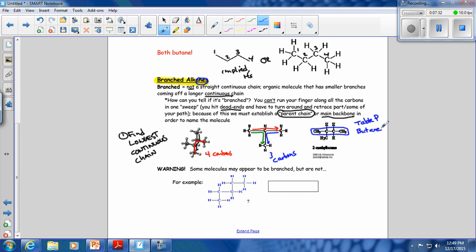Now, we need to go ahead and identify where the chain branches off as well. And you can see our chain branches off here. If we were to do a count, a sweep, and go this direction, we'd only get 3 carbons. That's not the longest parent chain. 1, 2, 3, 4 carbons is the longest parent chain. Therefore, this is going to act as a branch. Once again, if you go to table P, you will notice that a 4 carbon chain is a butane. If you have just a 1 carbon chain available, that's going to be methyl.